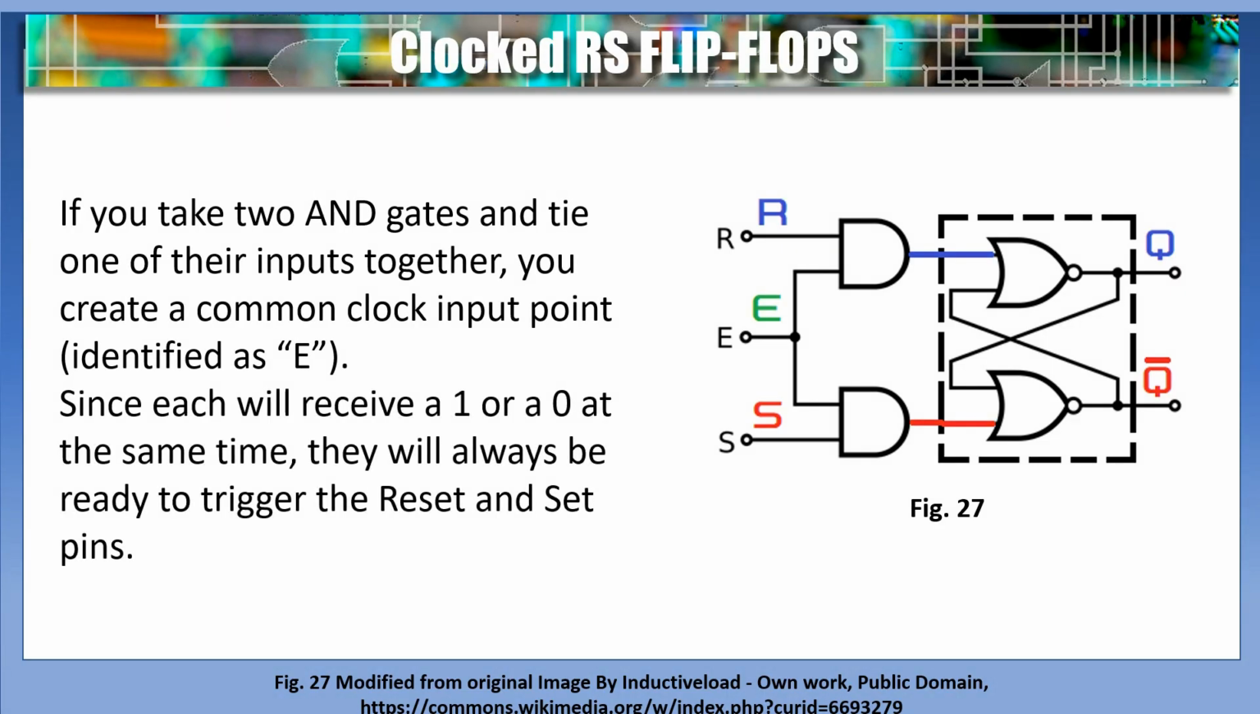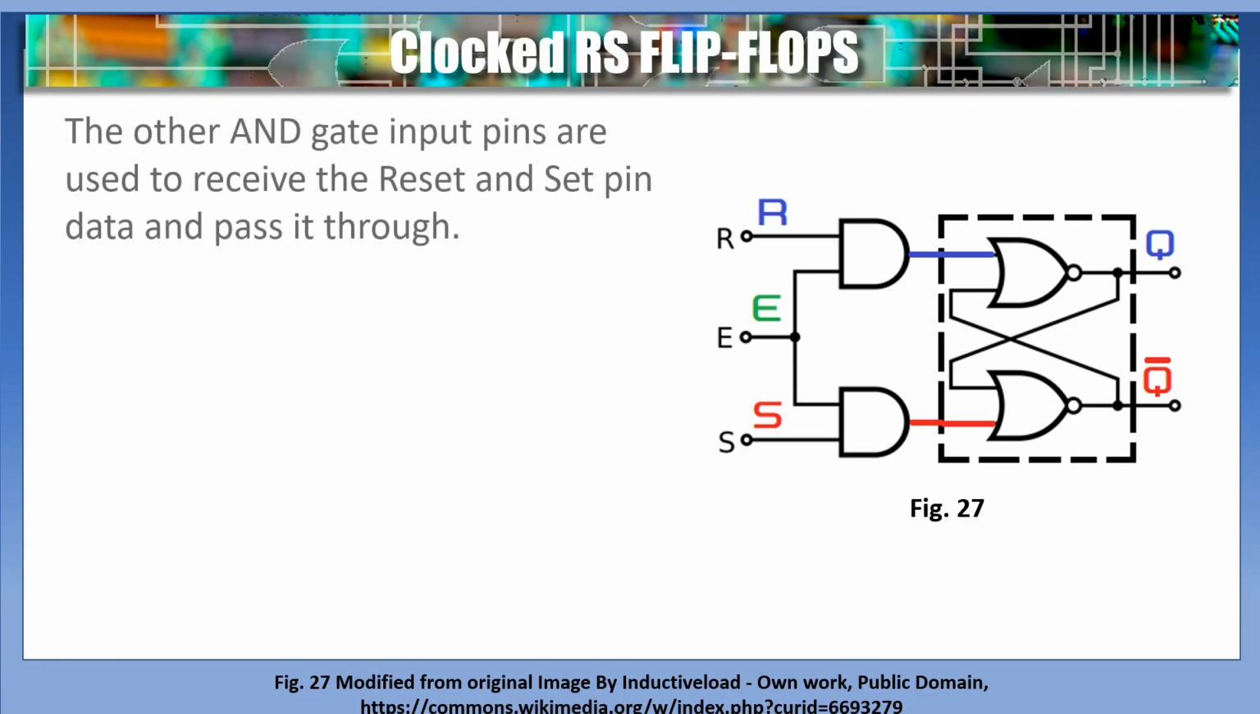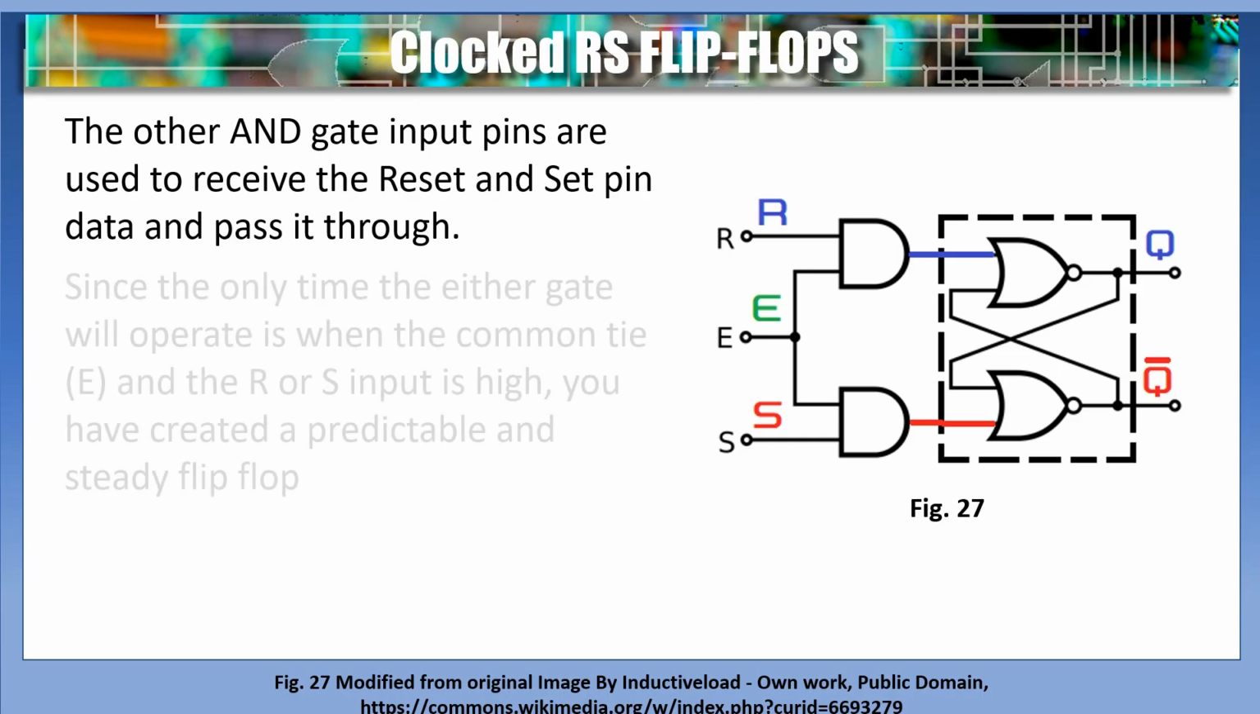If you take two AND gates and tie one of their inputs together, you create a common clock input point, identified here as E. Since each will receive a 1 or a 0 at the same time, they will always be ready to trigger the reset and set pins. Other AND gate input pins are used to receive the reset and set pin data and pass it through.